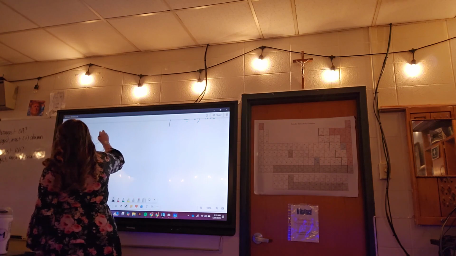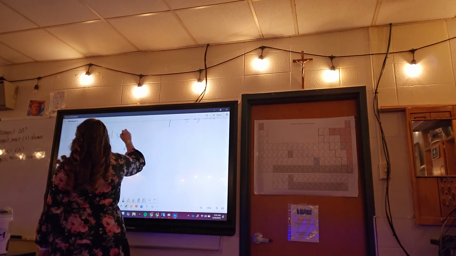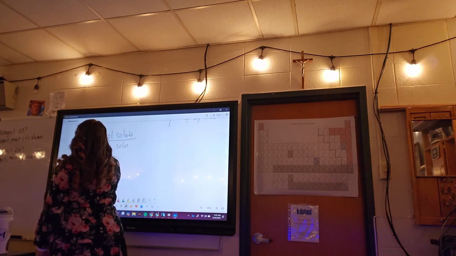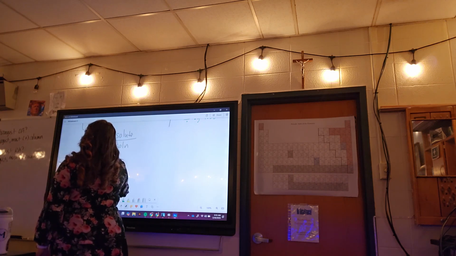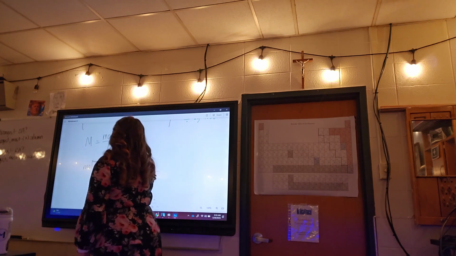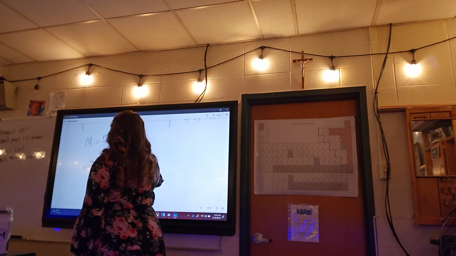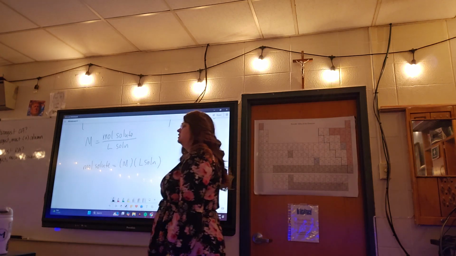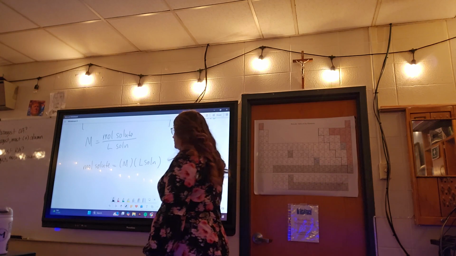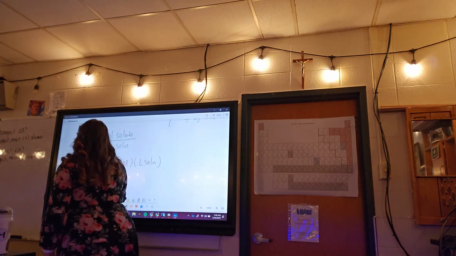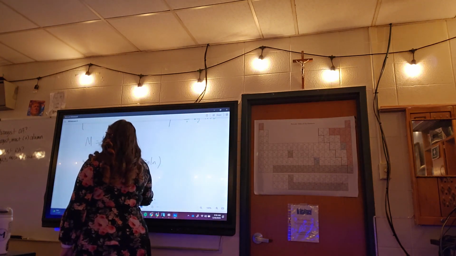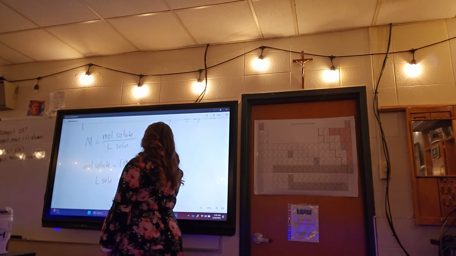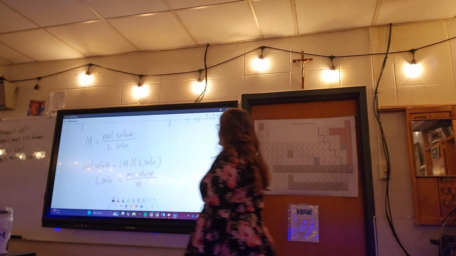The molarity formula is the one that's on your sheet already. Moles solute divided by liters of solution. If you want to solve for the moles of your solute, you'll use this formula. You'll just multiply big M times liters of solution. It has to be in liters though. So if you're given milliliters, you've got to convert it. And then if you want liters of solution, you'll take your moles of solute divided by the molarity, which is big M.